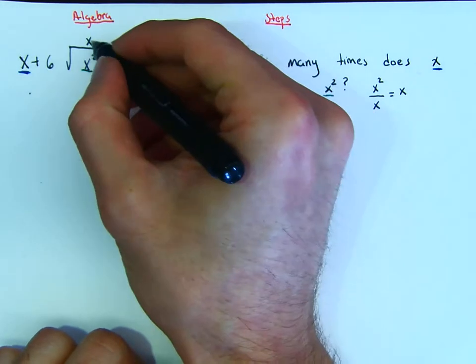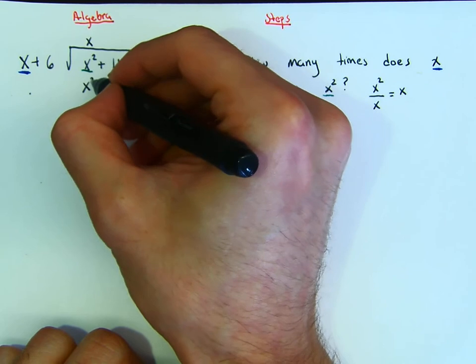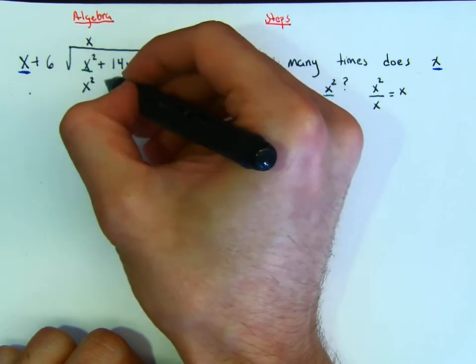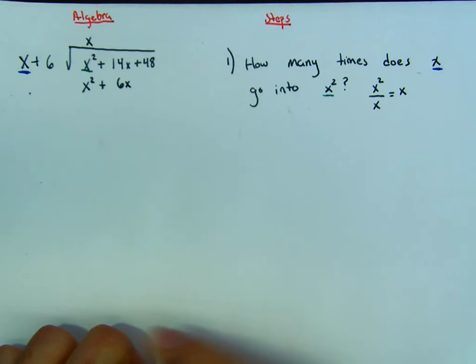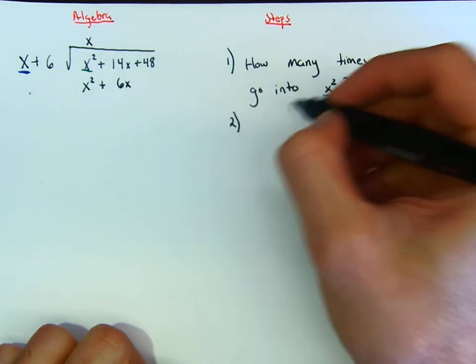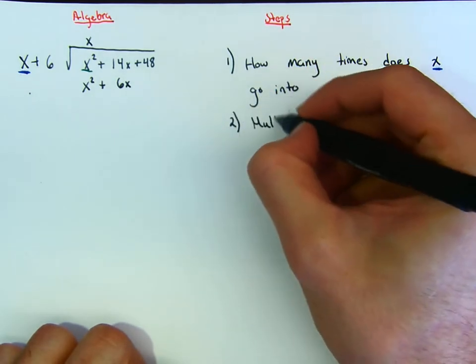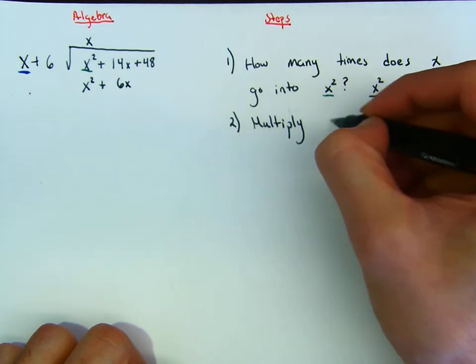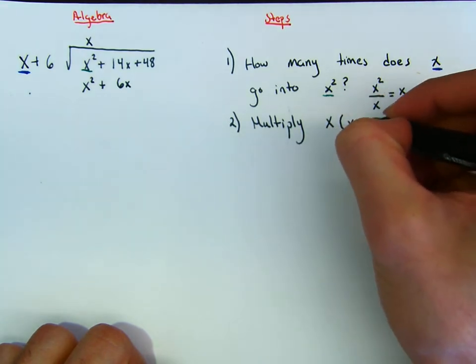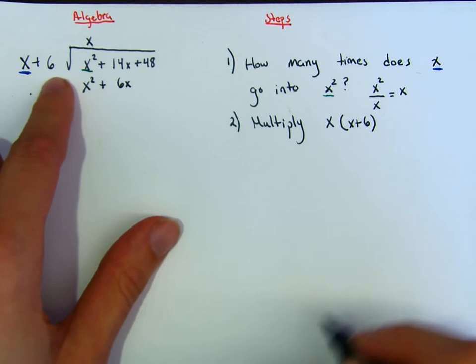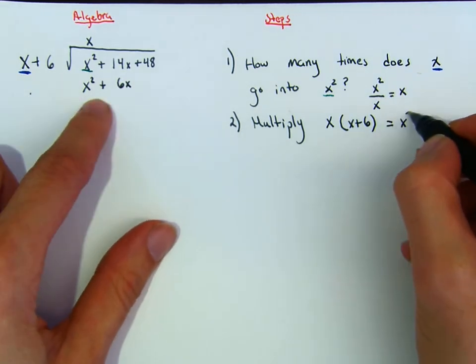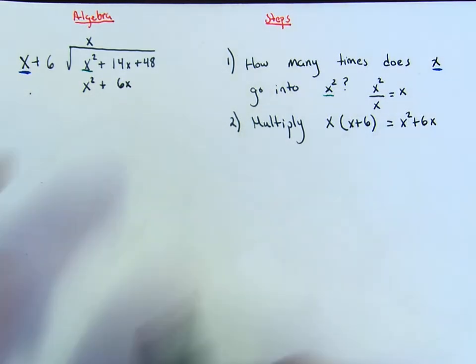We're going to do x times x is x squared, x times 6 is 6x. Okay? So now here you could say maybe step 2, multiply x times x plus 6, right? You're multiplying this x times this x plus 6. And what do you get? You get x squared plus 6x.